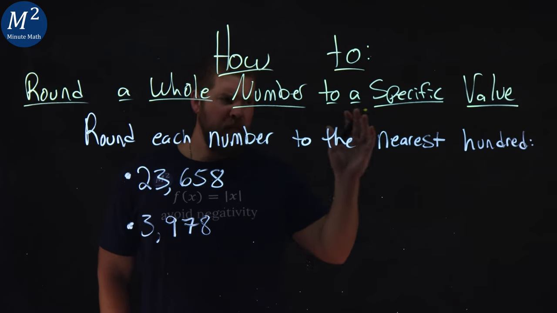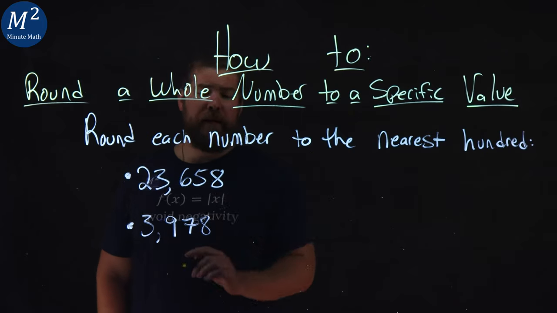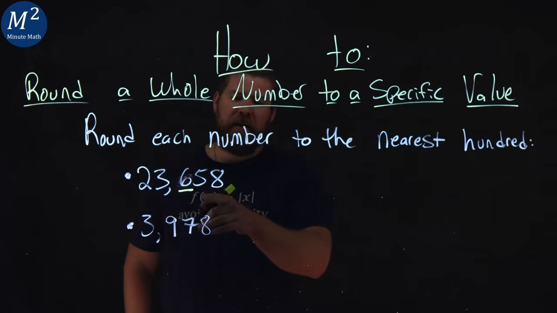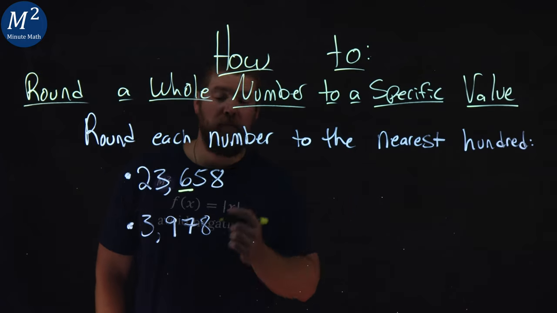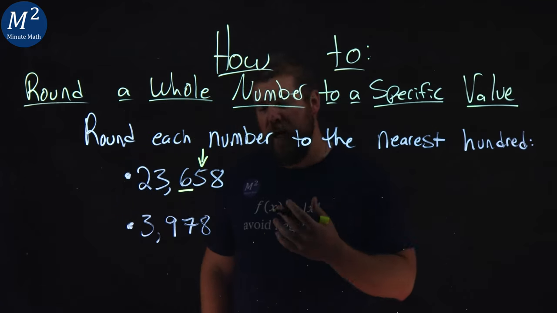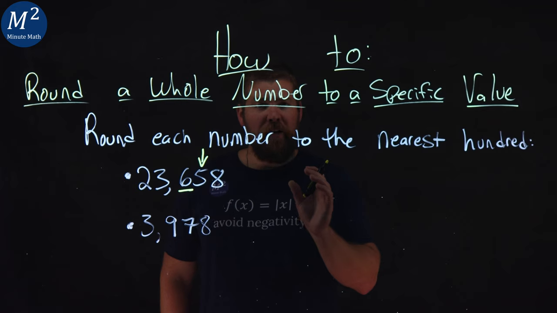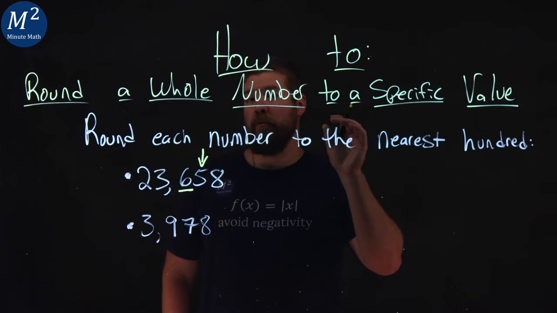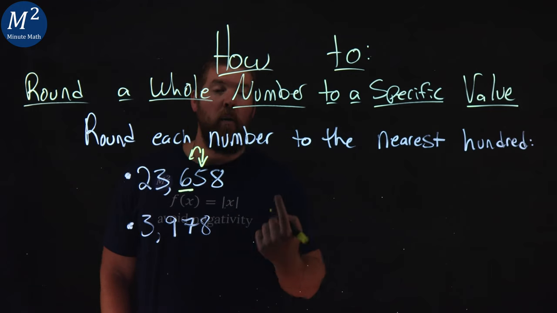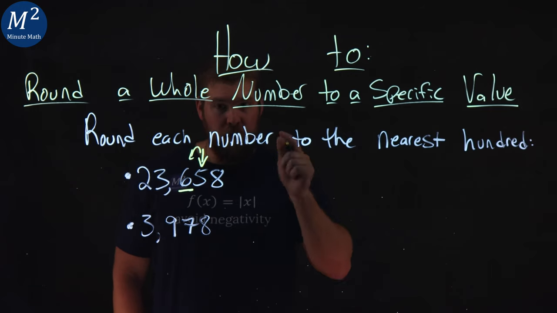23,658. I first want to locate the hundreds place. That's right here on the 6. I then take the 6 and I look what's to just the right of it. We have a 5. What does 5 tell us here? Well, since 5 is between and equal to 5 through 9, that tells us we have to round the value to the left of it, the 6, up 1 unit.